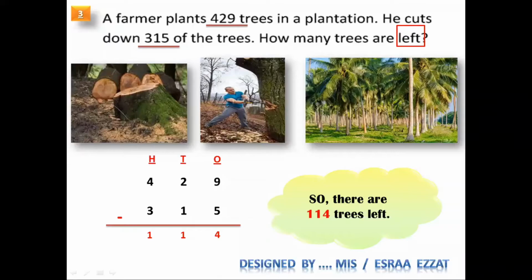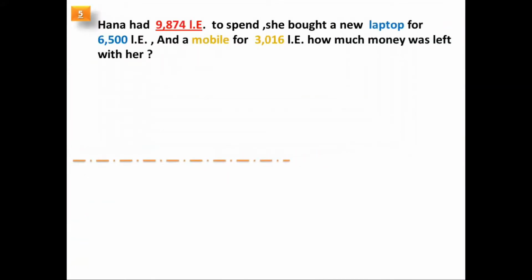Let's take another one. Hannah had 9,874 pounds to spend. She bought a new laptop for 6,500 pounds and a mobile for 3,016 pounds. How much money was left with her?